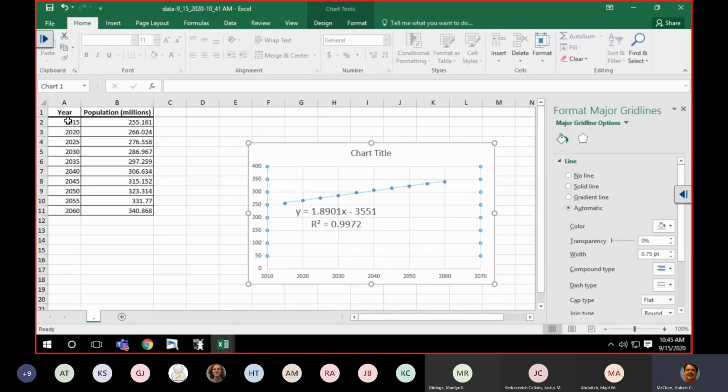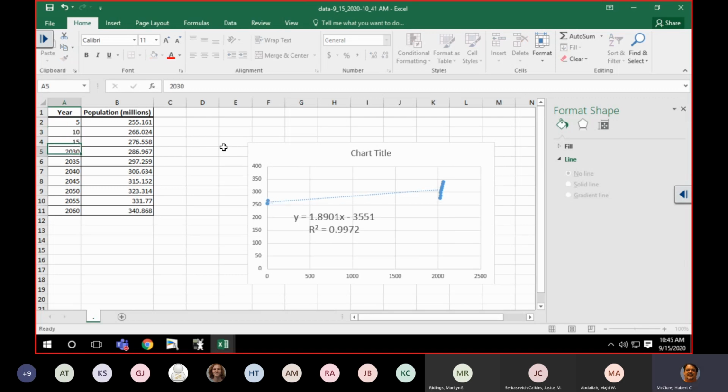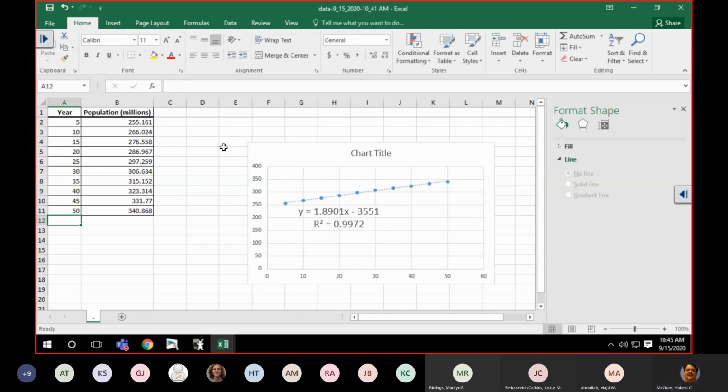I just wonder if this should be 5, 10, 15, 20, 25, 30, 35, 40, 45, 50. Nope. I have no idea what they're doing. I don't understand how they got to it; I got 3551 no matter what I do. So I don't understand where they got that number. If somebody knows where they got that number, let me know.